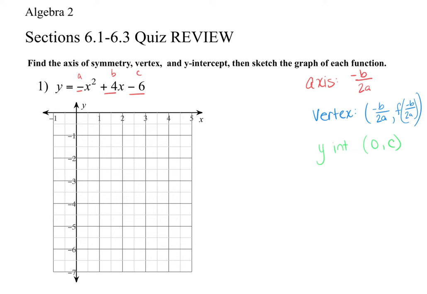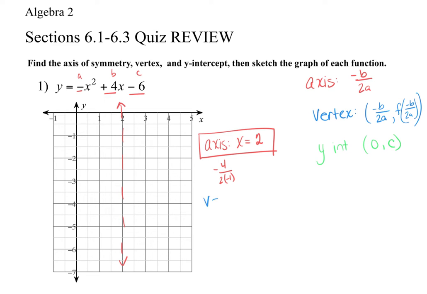So for this particular one, if we want to find the axis, we would do -4 over 2 times -1. So we have -4 over -2. We're going to get +2 as the axis. So my axis here is going to be x equals +2. That's the first part of this question. To graph it, I'm going to put a dashed line going all the way down at +2.